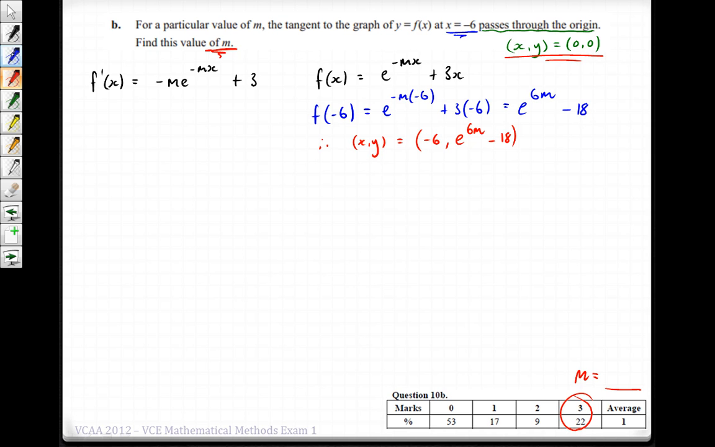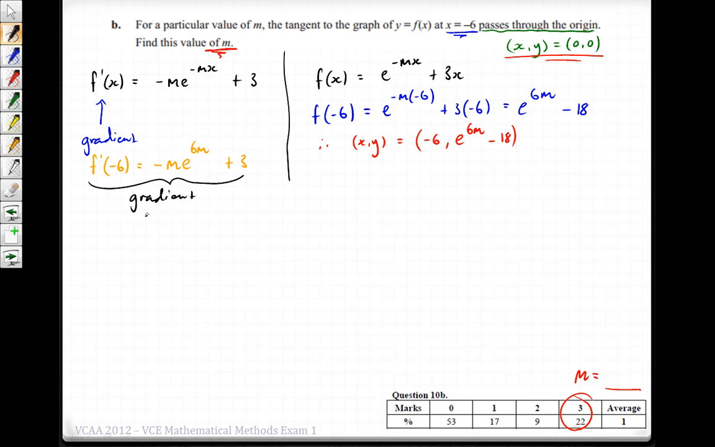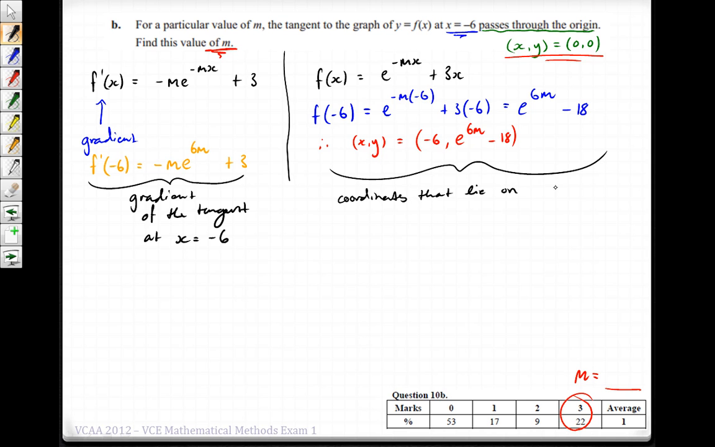And finally, f dash gives us the gradient, doesn't it? So this is a gradient function. So if we then evaluate f dash of negative 6, our gradient, it's going to be negative m e to the 6m plus 3. So now I'd say we've got two fairly important bits of information. On this side here, we've got the gradient of the tangent at x equals negative 6. And over this side, we've got coordinates that lie on that tangent.